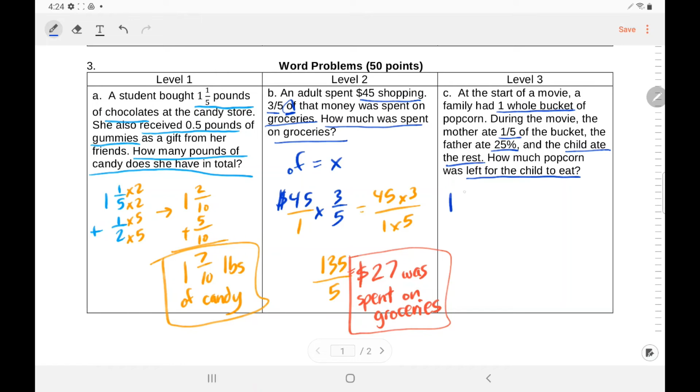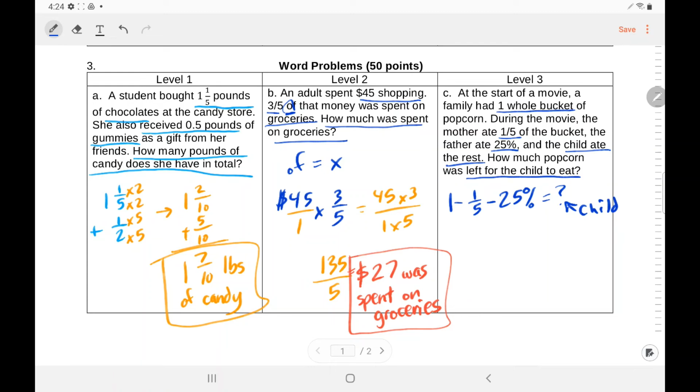So we have one whole, and we're going to subtract 1/5, which represents the mother's portion that she ate. And then we're also going to subtract 25%, which is the father's portion. And the rest is the child. Okay, so when we're eating popcorn, that means our popcorn is getting smaller and smaller, our bucket. So whenever we are getting smaller, that means we're subtracting in this case.